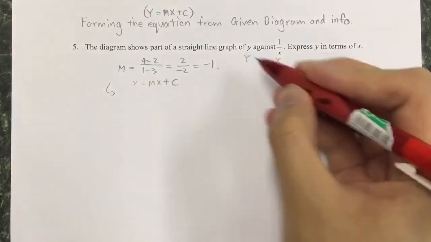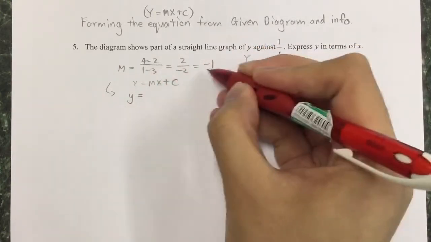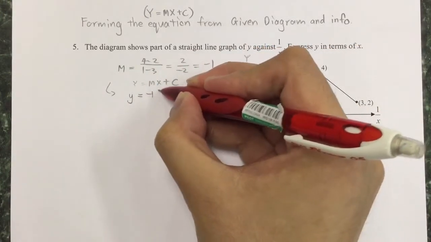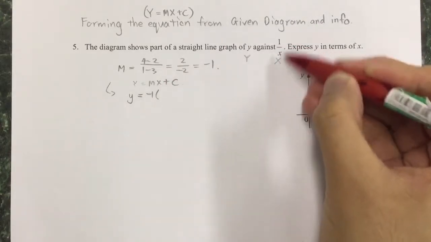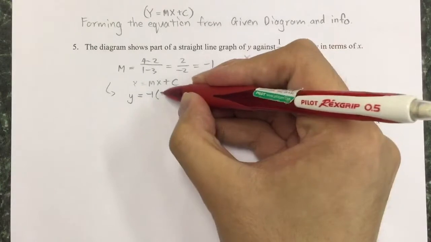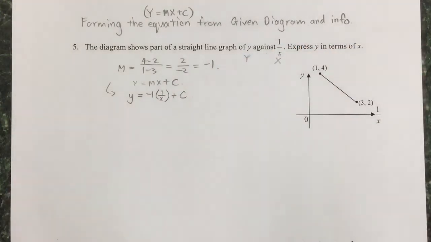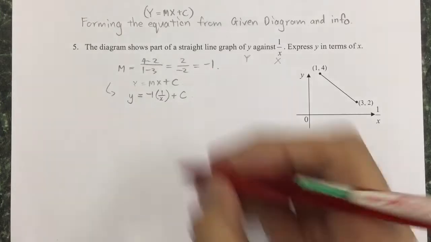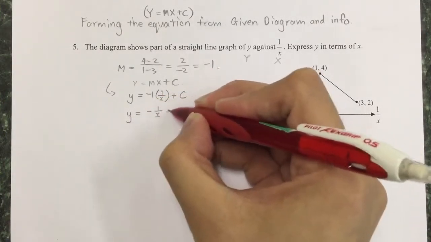Okay, so in this case, like we said, y is small y. m has been found to be negative 1 multiplied by x. Now be careful, the horizontal axis is actually 1 over x, plus c, which we have yet to find out. Okay, so if you simplify this a bit more, it looks just like this.